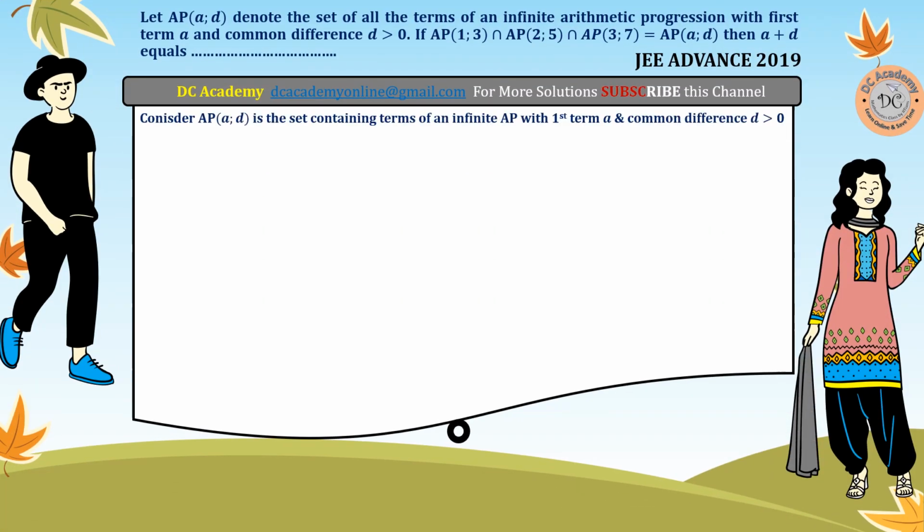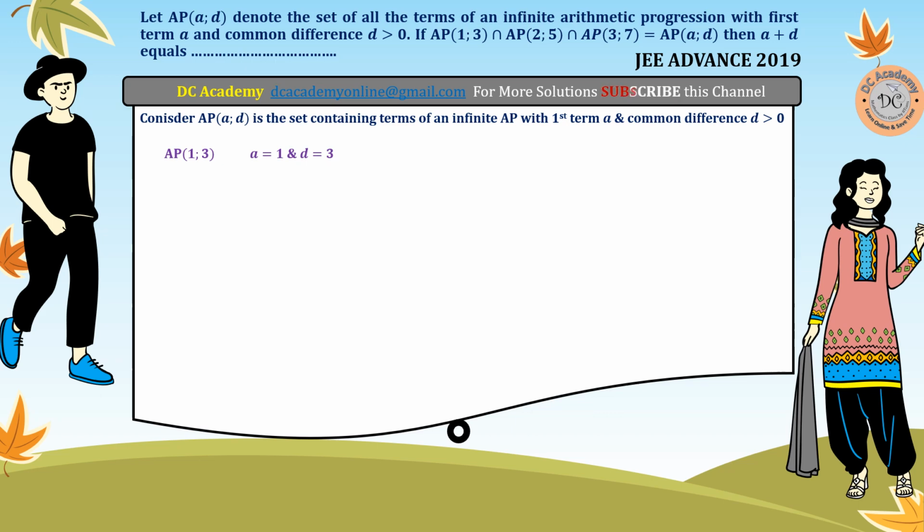As we know, AP(A, D) is a set containing the AP terms with first term A and common difference D. So we also consider a set S, which is the intersection of all of these. To find the intersection, we need to find all the APs separately. First, AP(1, 3). In this AP, our first term is 1 and the common difference is 3. So we consider A is 1 and D is equal to 3.